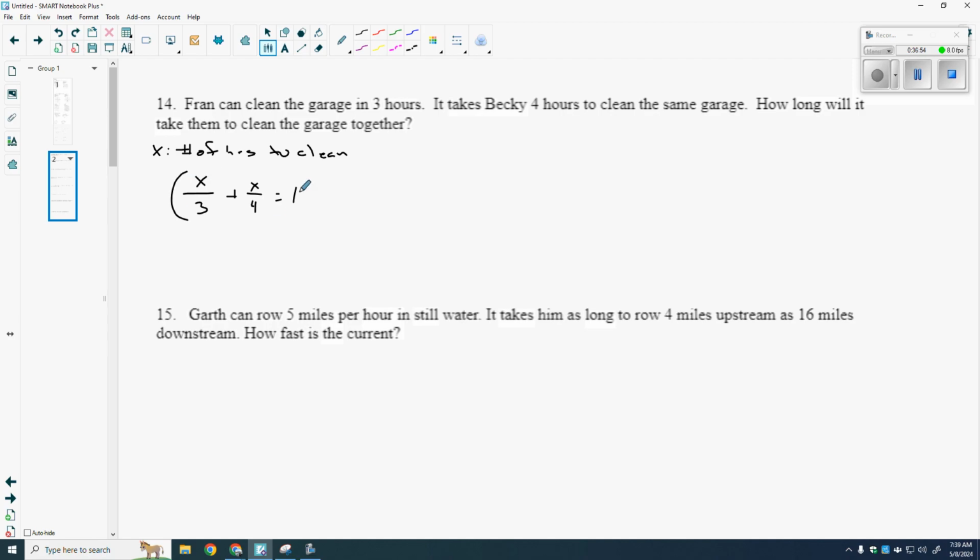Back to solving. Multiply by the common denominator. 3 goes into 12 4 times. 4 times x is 4 times x. 4 goes into 12 3 times. 3 times x is 3 times x. 12 times 1 is 12. 3 plus 4 is 7. Divide. And x equals 12 divided by 7, or 1 5/7, or whatever that comes out to be as a decimal. And go to our units. These would be hours.